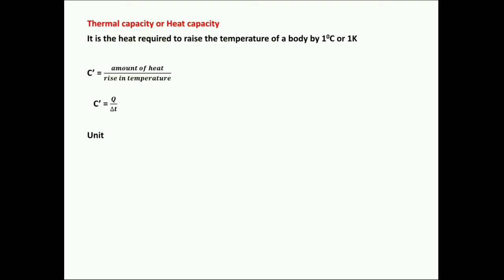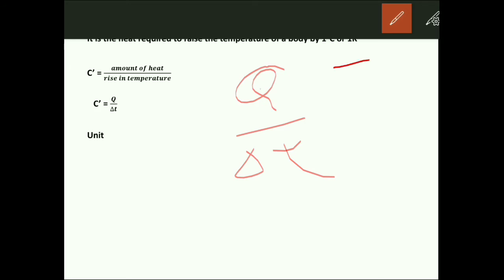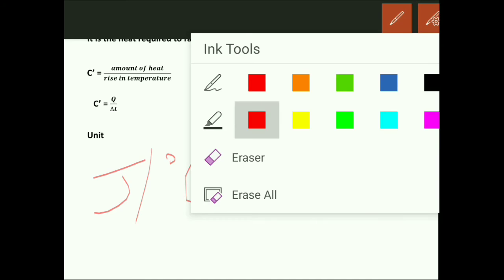What is the unit of heat capacity or thermal capacity? Before doing the unit, first of all, look at the formula. What is the formula? C dash equals Q by change in temperature. The unit of Q, heat, is joule, and the unit of temperature is degree Celsius or Kelvin. So the unit will become joule per degree Celsius or joule per Kelvin, or erg per degree Celsius or erg per Kelvin. It can have any combination, you can write anything.